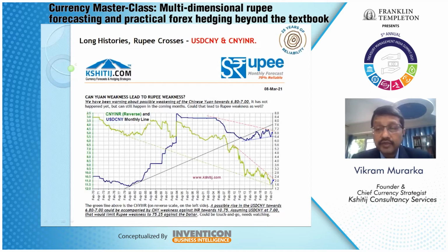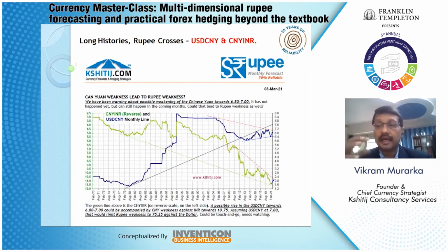And if the yuan is going to weaken towards 6.8 or 7, a lot of that will be reflected as a fall in the yuan rupee from levels of 11.6 or 11.5 towards 11. So a lot of the possible yuan weakness can get digested, so to say, in the yuan rupee rate, so that the dollar rupee itself might be relatively stable around 75.25.